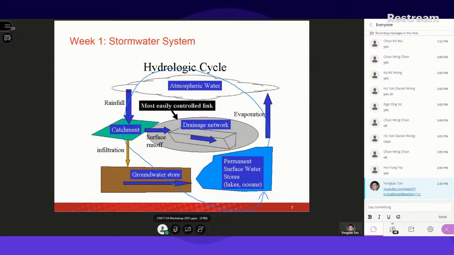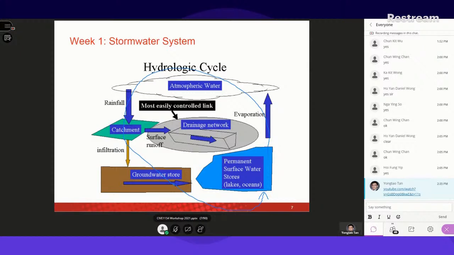Actually, it includes the occurrence, distribution, movement, and the properties of the waters of Earth. So a knowledge of hydrology is fundamental to the design and decision making process, where water is a component of the systems of concern.